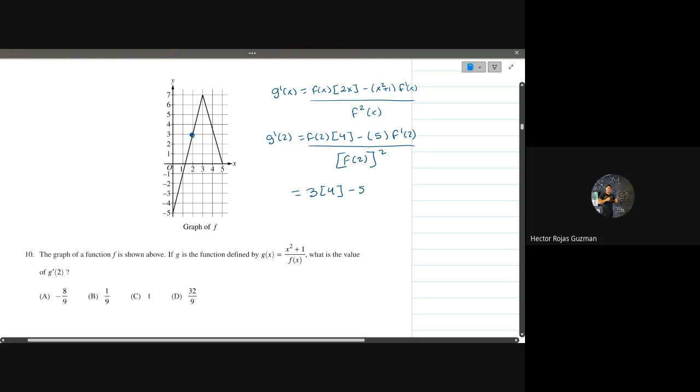Because we have a linear function, we can calculate the slope pretty easily by doing rise over run. 1, 2, 3, 4. The rise is 4, the run is 1, the slope is 4. f of 2, we said that was 3, so 3 squared. That gives us 12 minus 20 over 9, which is negative 8 over 9.